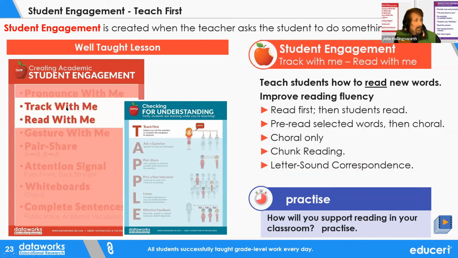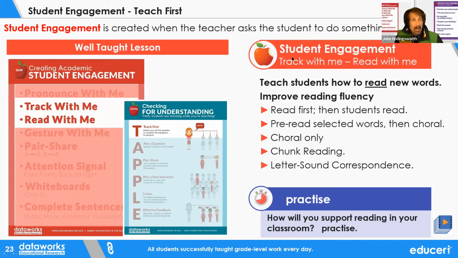Okay, so this would be our first one. Pronounce with me. Let's read our next strategies together. Ready, go. Track with me, read with me. Okay, so usually from foundation to year 1 and year 2, I pre-read almost everything they're beginning to read. They can't read well enough. So the full tracked reading is you read first and the students read afterwards.